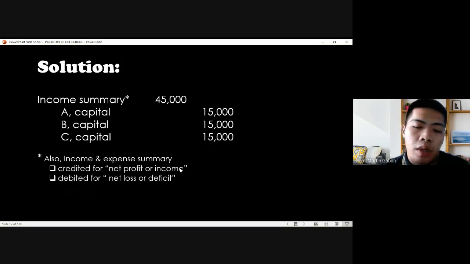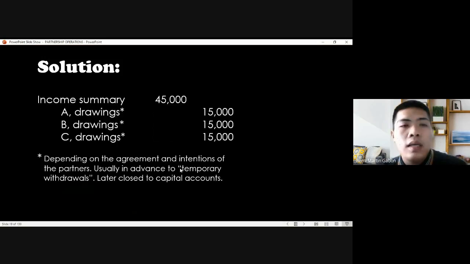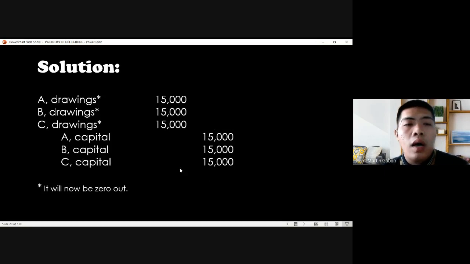However, in the majority of presentations in the books, they have it credited first to drawing accounts. It depends on the agreement and the intention of the partners. Usually, crediting to drawing accounts is in anticipation of profits, which leads to the concept of temporary withdrawals. So we are maintaining drawing accounts, and after crediting them, later on they are closed to capital accounts.